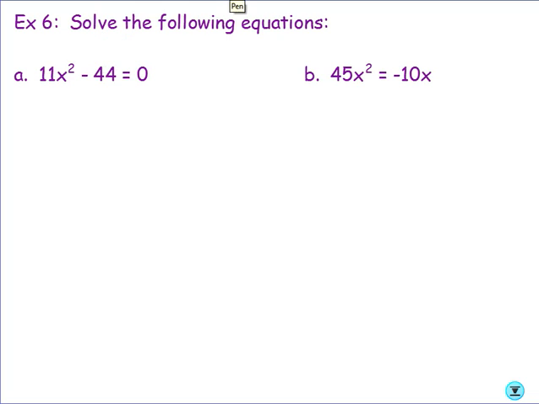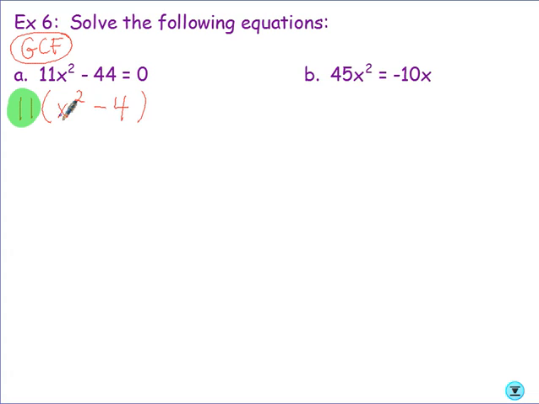Is there something I can divide both of these by? Yes. This is a GCF problem first. We can divide 11 and 44 both by 11. 11 divided by 11 leaves me with x squared. 44 divided by 11 leaves me with -4. Now, if I cover up the 11, what kind of problem do I have now?